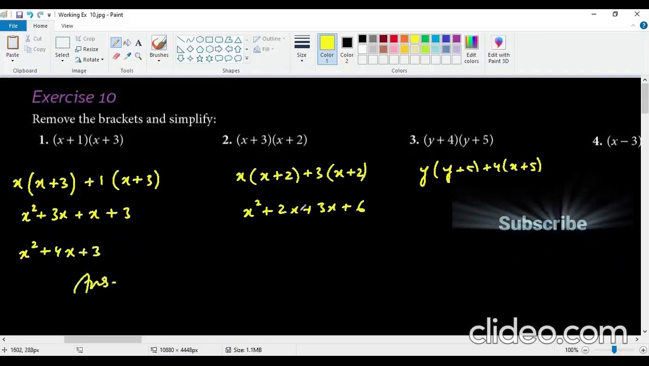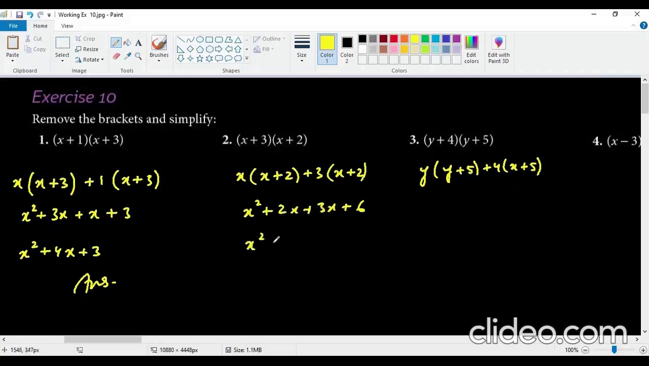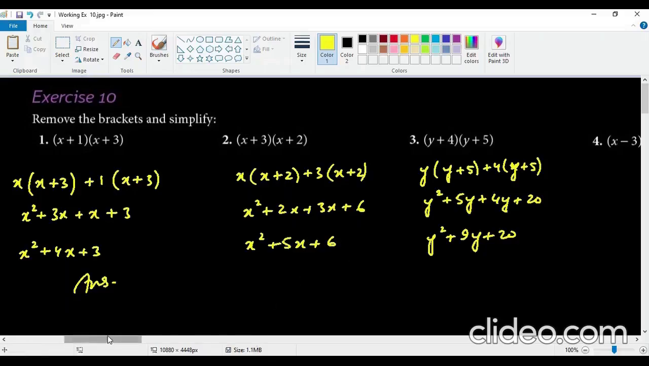As far as the second one is concerned, 2 plus 3 is going to give you a 5 and plus 6 I will write here. And for question number 3, I will write y square plus 5y and plus 4y, and 5 times 4 is a 20. So the final answer for this question is going to be plus 9y plus 20. So these are the final answers for these questions.